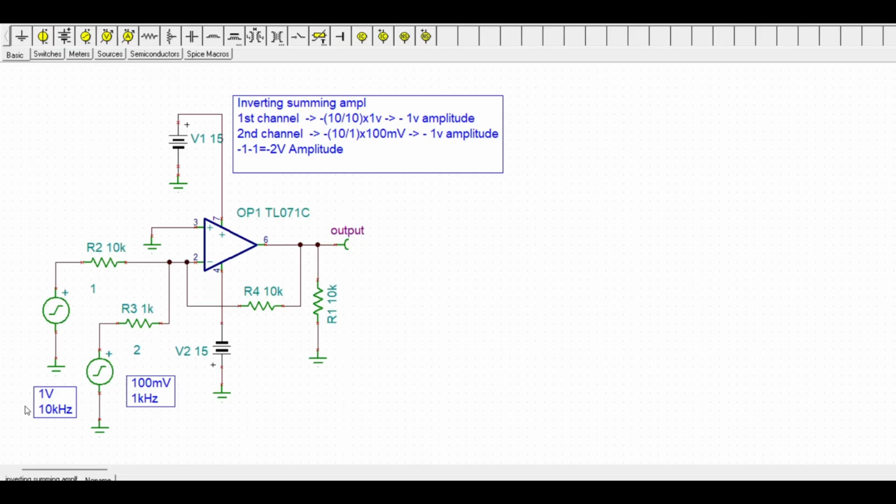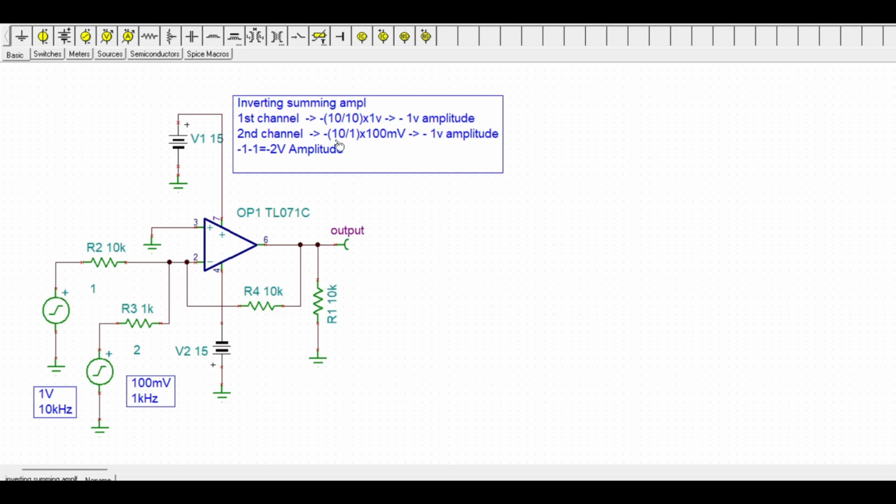For our first channel, we have a waveform of amplitude 1 volt and a frequency of 10 kilohertz. For our second waveform, we have 100 millivolts as the amplitude and 1 kilohertz as the frequency. We'll combine this together. Before that, we have to find out their gain using the inverting amplifier equation, minus RF by R into the input voltage.